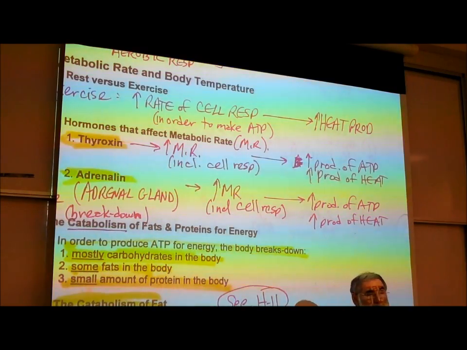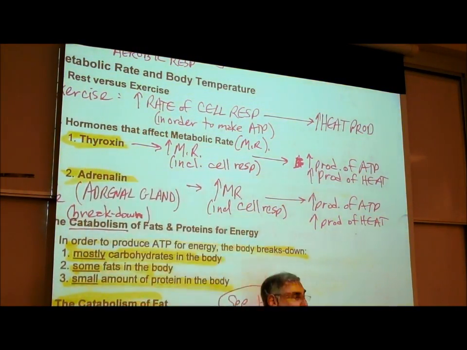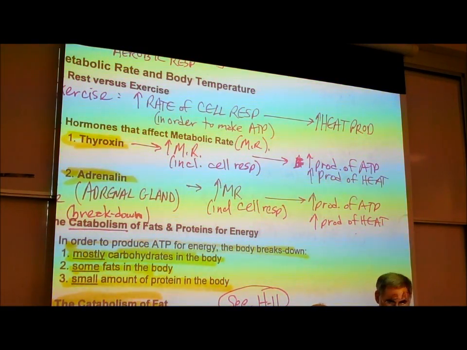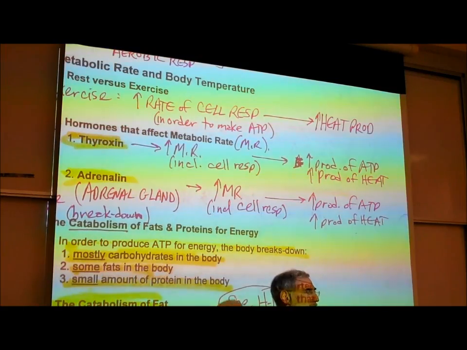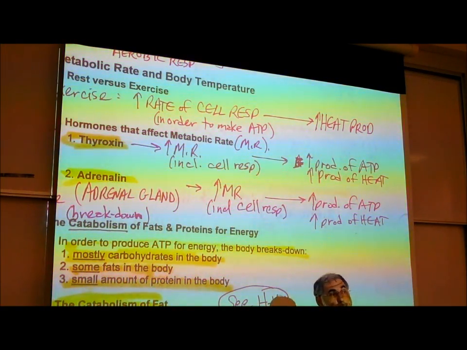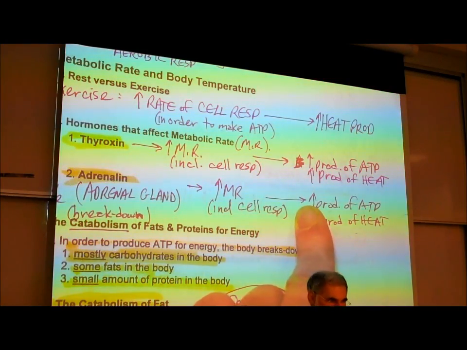On the other hand, hypothyroidism, which we talked about back in section C, if somebody has a deficiency, not enough of this hormone, the rate of cellular respiration slows down, and their production of energy in the form of ATP is slower than normal, and the person feels low in energy and cold all the time because they don't produce the normal amount of heat.